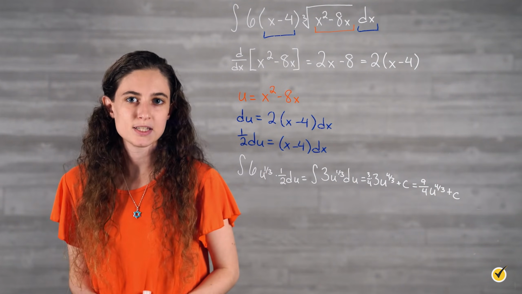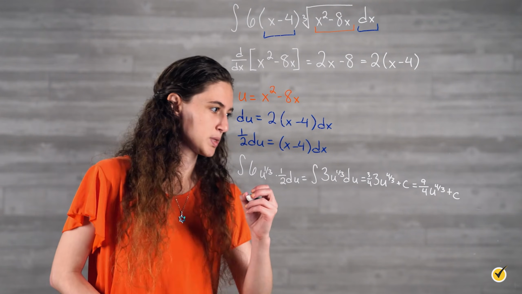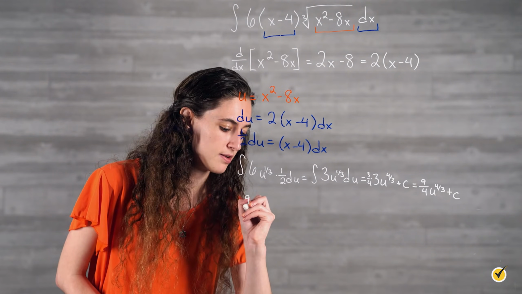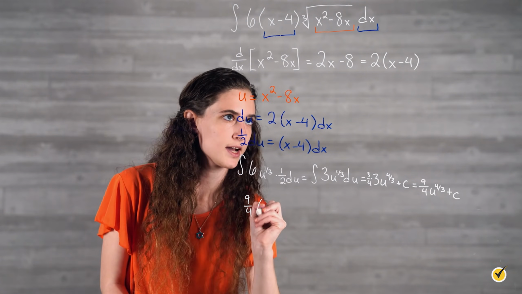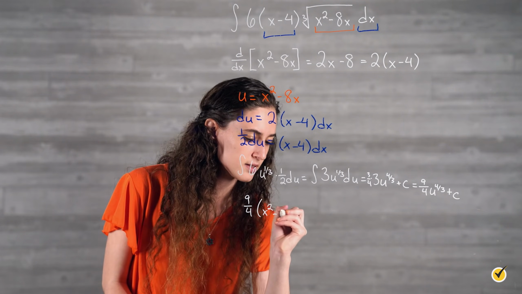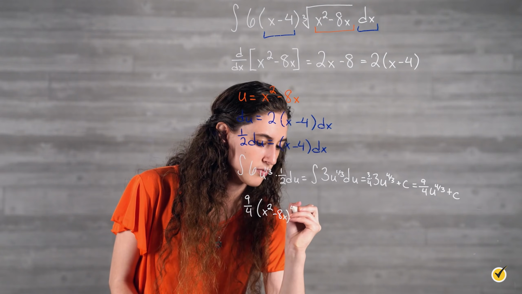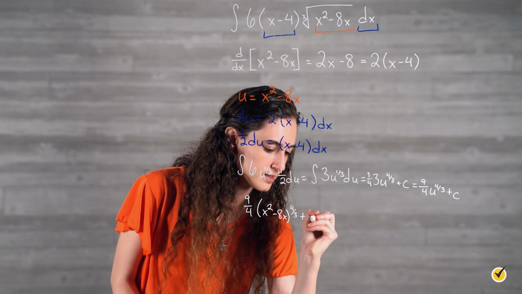Now we're going to rewrite this in terms of x. So we have 9/4 times u to the 4/3, remember u is x squared minus 8x, to the 4/3 plus c. Let's work one final problem together.